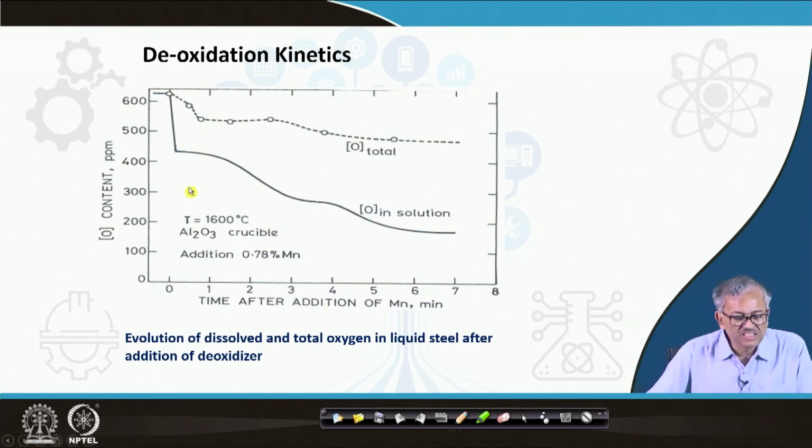Now you can see, as soon as the manganese is added, the dissolved oxygen suddenly drops from 600 to 400, and then it is decreasing quite steadily, right? And then it is coming to 200 ppm also. But if you see the total oxygen, what is the behavior of the total oxygen?